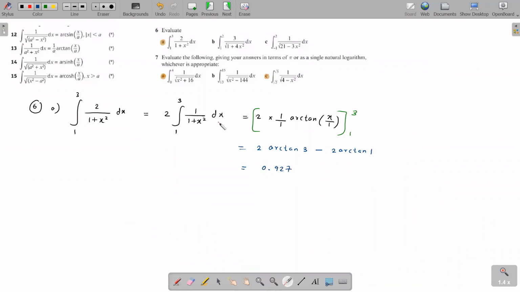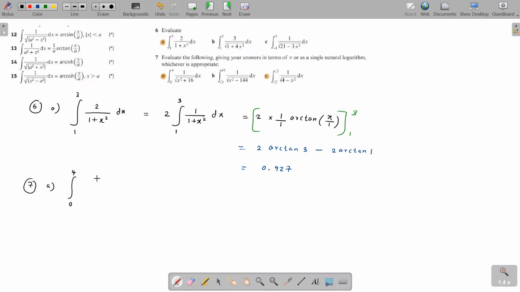Okay, let's do something like question number 7. Now, this is what you mostly get in your exam. Evaluate the following, giving your answers in terms of pi or as a single natural logarithm, whichever is appropriate. So this is more likely what you get in your exam. We are more used to giving what answers? Exact answers. So let's move on to question number 7 because that's more of what we need to practice.